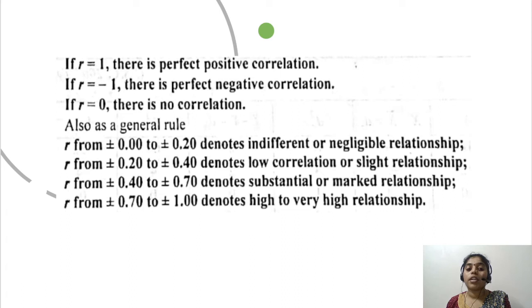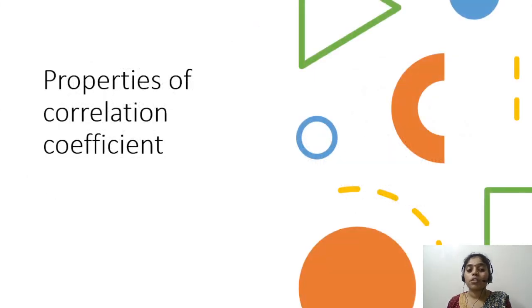Also, in general we can write that if r varies from plus or minus 0 to plus or minus 0.20, then it denotes an indifferent or negligible relation. If r varies from plus or minus 0.20 to 0.40, then it shows low correlation or slight relationship. Next, if r varies from plus or minus 0.40 to plus or minus 0.70, it denotes a substantial or marked relationship. If r varies from plus or minus 0.70 to plus or minus 1.0, it denotes a high to very high relationship.